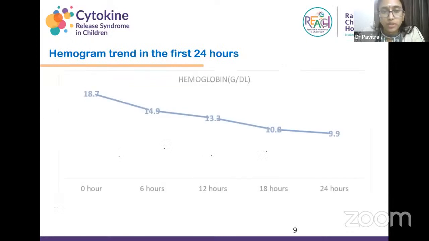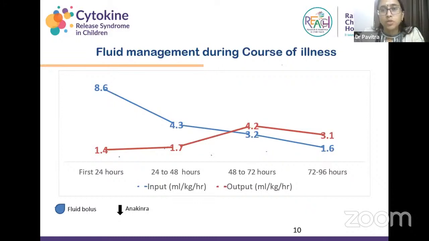If we take a moment to look at this hemogram trend, at admission he had significant hemoconcentration, with hemoglobin of 18.7 gram per deciliter. Every 6 hours is our unit policy to repeat hemogram in a patient as sick as him. We can see that the hemograms are continuously downtrending to reach 9.9 gram per deciliter at the end of 24 hours.